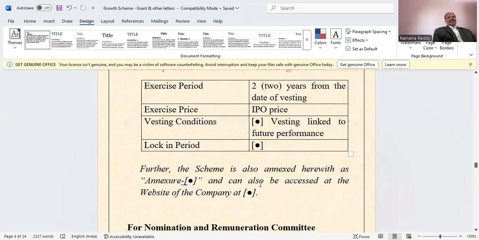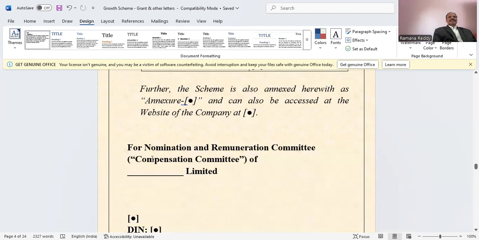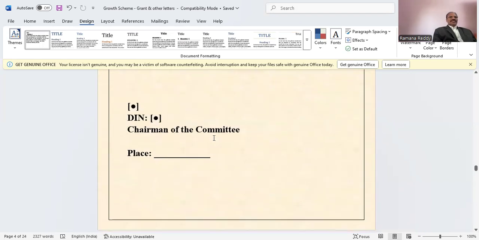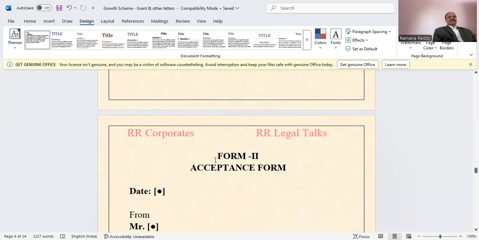The scheme is also annexed with the annexes and can also be accessed on the website of the company. All annexes will also be kept on the website of the company. So the grantee can visit the website, and it will be signed by the chairman of the nomination remuneration committee, with his DIN number and place.